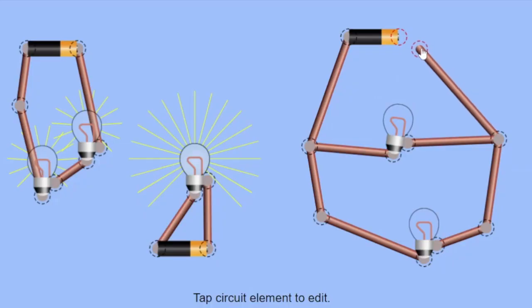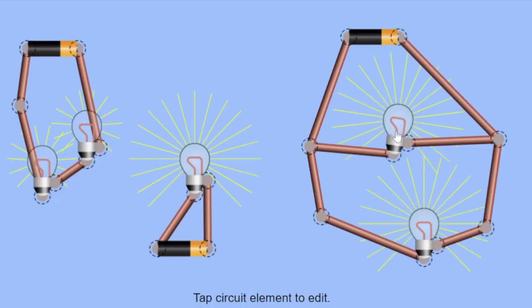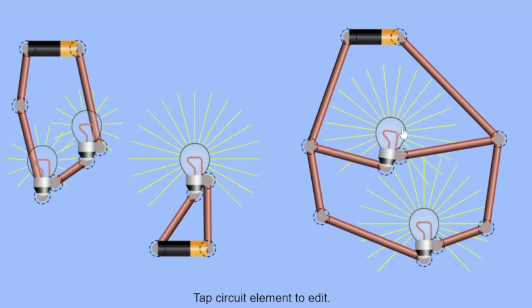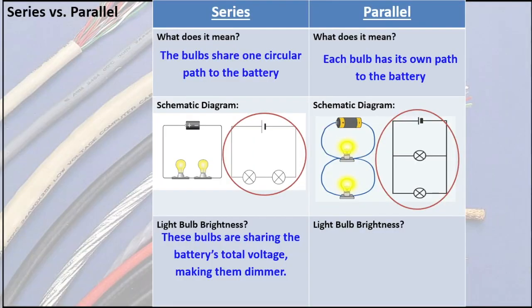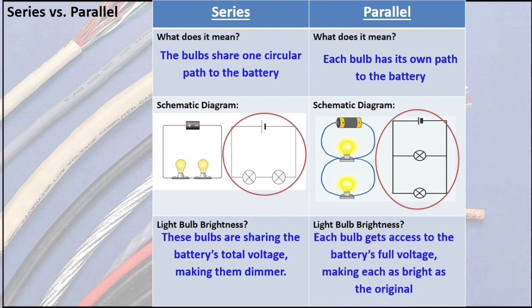Now let's see what happens if we have the parallel. Well, when I connect this, I notice that for parallel, these light bulbs are both really bright, and they're the same brightness as just one battery and one light bulb hooked up together. So because it has its own path to the battery, it has its own supply of energy from the battery. Therefore, each bulb gets access to the battery's full voltage, making each as bright as the original.